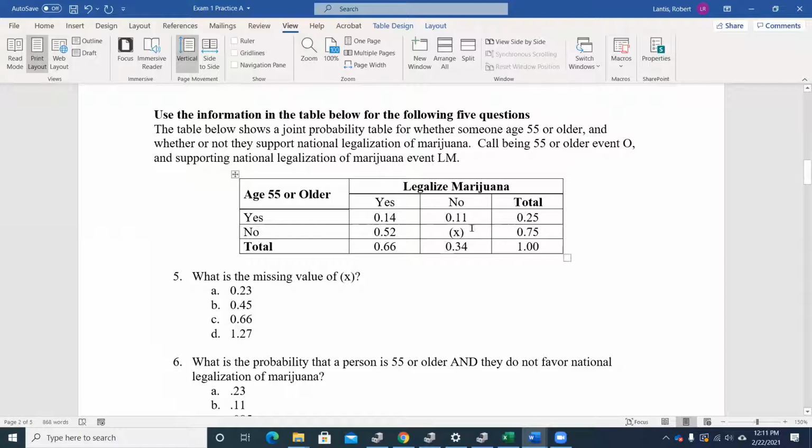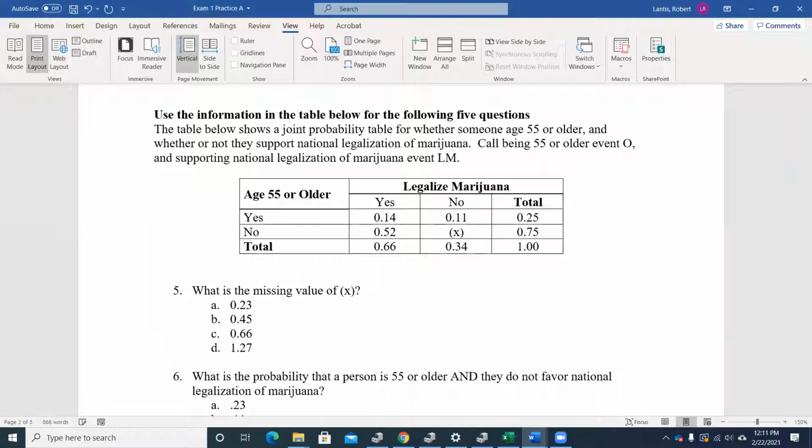find X? If we remember, how do we find the totals here? Let's say I left off this entire total column. How could you reproduce those totals? Add across the rows, or if I had deleted these, add down the columns. So notice 0.14 plus 0.11 is 0.25, which means 0.52 plus X should be equal to 0.75. So what we have is 0.52 plus X is equal to 0.75.